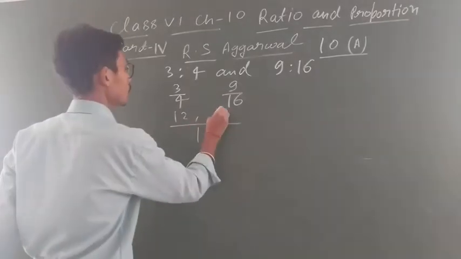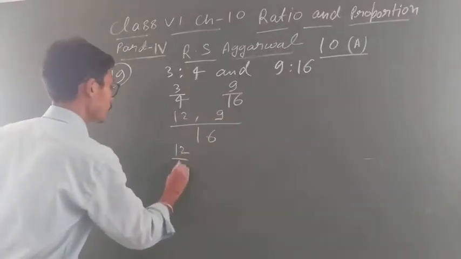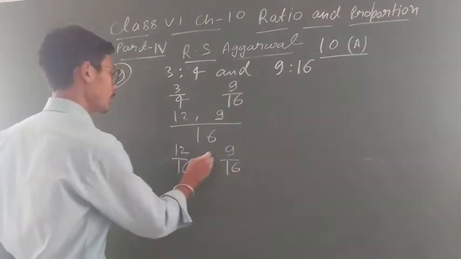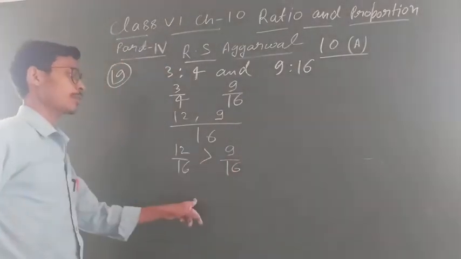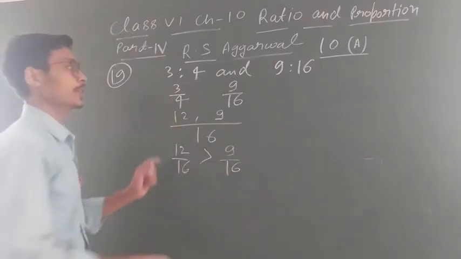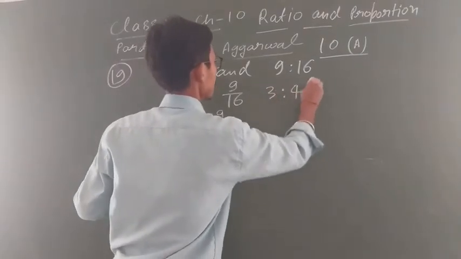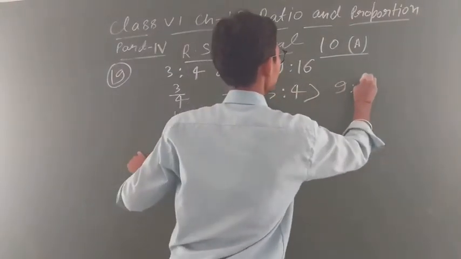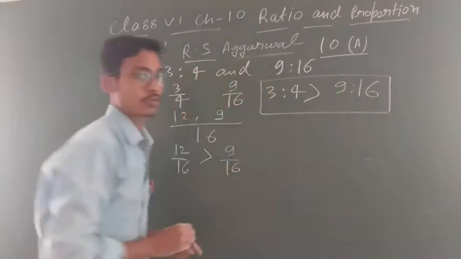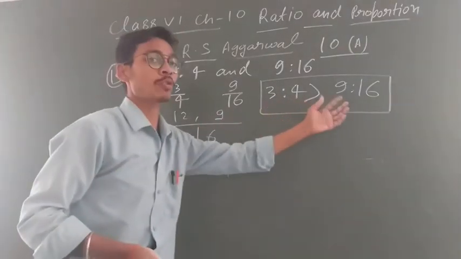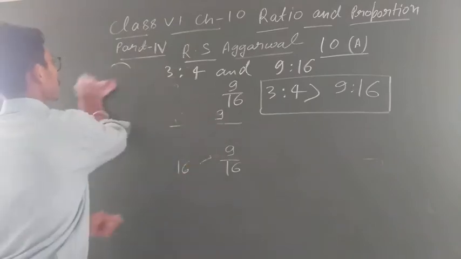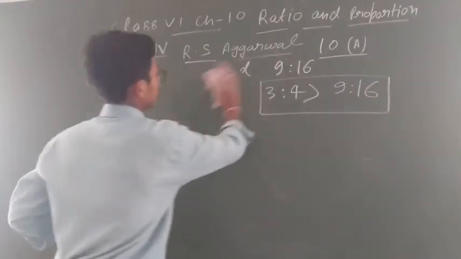Now 16 into 16, so it will come 9. So 12 upon 16 you can write down, and also you can write down 9 upon 16. Okay? So this will become 12 upon 16, that is, 12 upon 16 is greater than 9 upon 16. Clear? Okay. Now you have to write down the original. So what you will write down? 3:4 is greater than 9:16. In examination you have to write down this. This is the actual result student. Okay? That is, originally you have to show which one is greater. Clear? So by this student you can solve all the questions based on this.